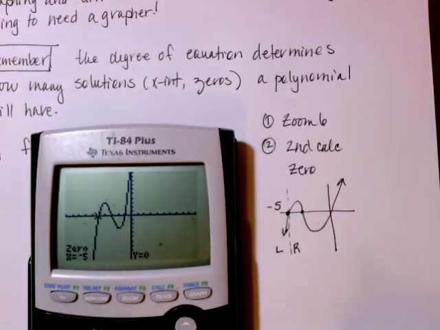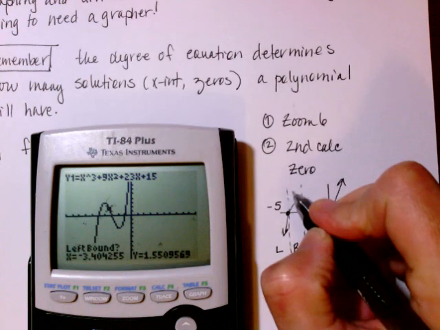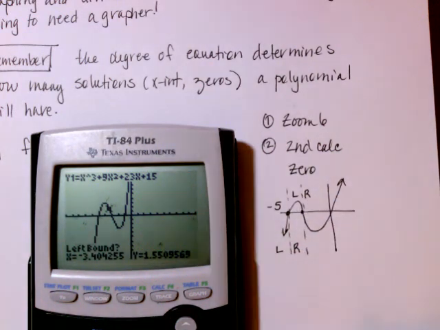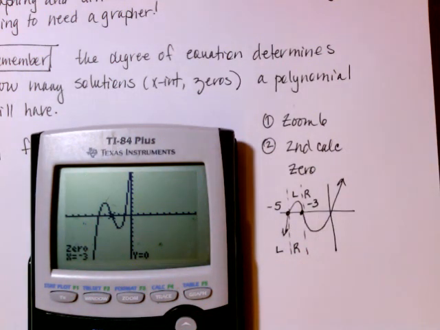Okay, now I want to find the next 0, so I do the same thing, second calculate 0, and now I'm going to go to the left, but notice that now my left is up above. This is now the left hand side, and that is the right hand side. So I'm going to hit enter for the left, cross my x-axis, enter, enter, and I get that this next point is a negative 3.